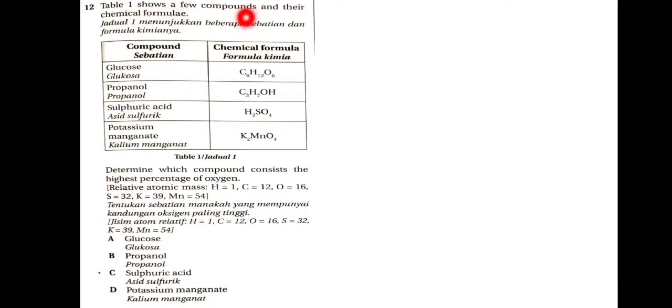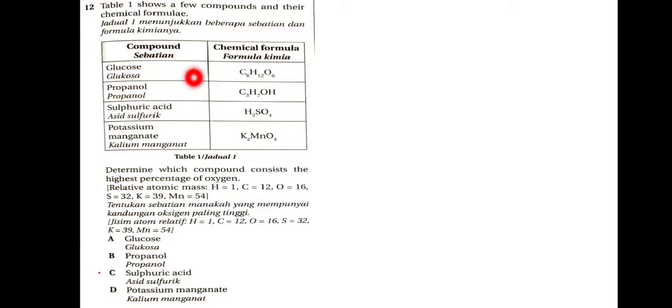Table 1 shows a few compounds and their chemical formula. We have the compounds glucose, propanol, sulfuric acid, and also potassium manganate. Determine which compound consists of the highest percentage of oxygen. Given the relative atomic mass, we want to determine which compound here consists of the highest percentage of oxygen. So how do we calculate the percentage of oxygen?